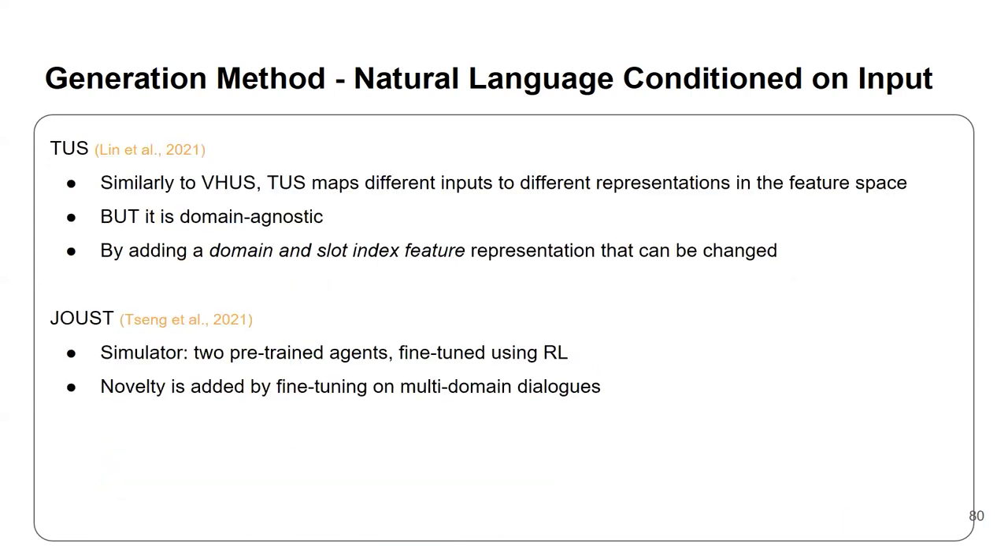Then we have TUS and Just. TUS does exactly the same thing as HUS. So it also has different feature representations, but it helps in generalizing to domains even more by encoding a special index that is associated with the domain or the task. So if you just want to change the task, you can just generate a new index, and then it is able to generalize better.